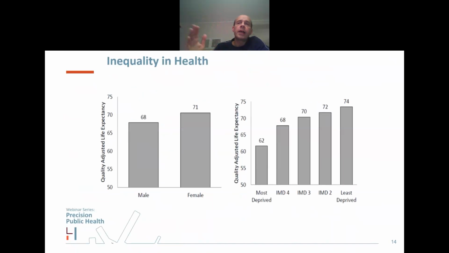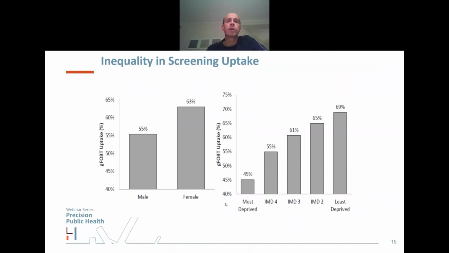Any of these DCEAs starts from a current distribution of health. So this is just illustrating the general distribution of health measured in terms of quality-adjusted life expectancy, male, female, and then by different socioeconomic groups. Now, this is the index of multiple deprivation, an area-based index, and we see the expected gradient, and no need to discuss this in detail. There is socioeconomic inequality in screening uptake as well.